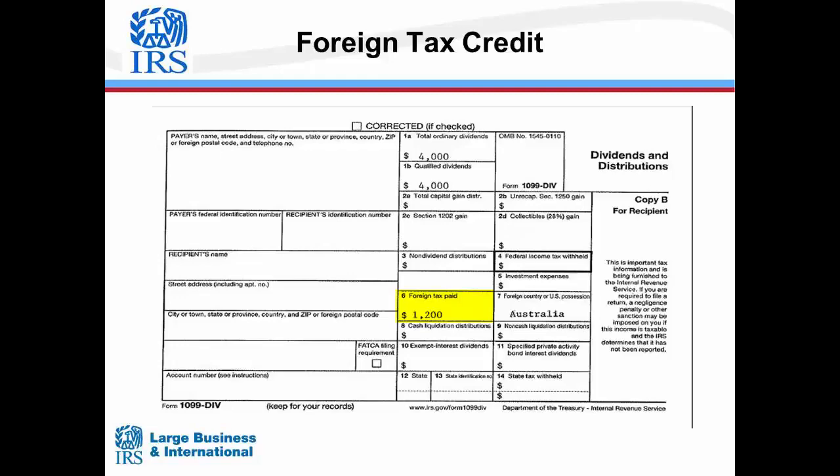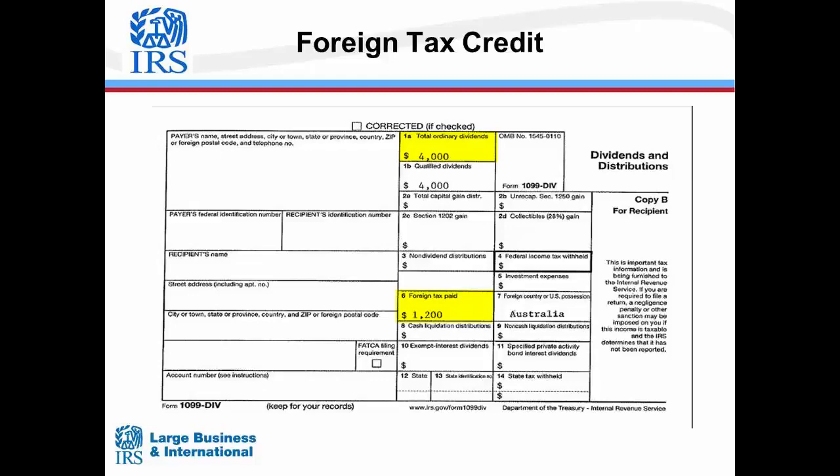In order to answer that question, you need to first determine if the amount of foreign tax shown in Box 6 is the appropriate amount of withholding tax imposed on the dividends earned in that foreign country. Let's look at the Form 1099 DIV again. It shows $1,200 of foreign tax paid to Australia on $4,000 of dividend income earned in that country.